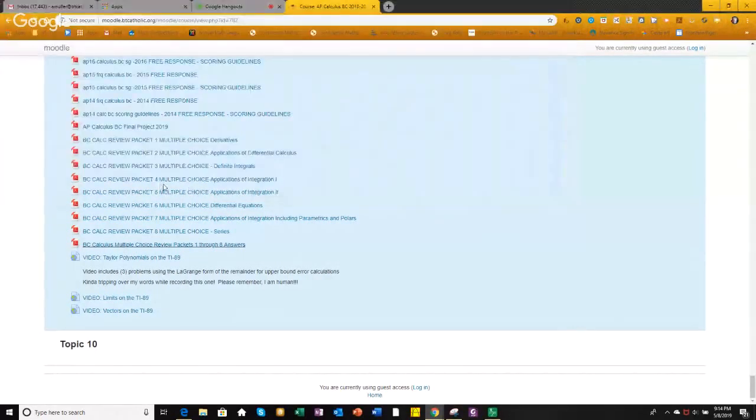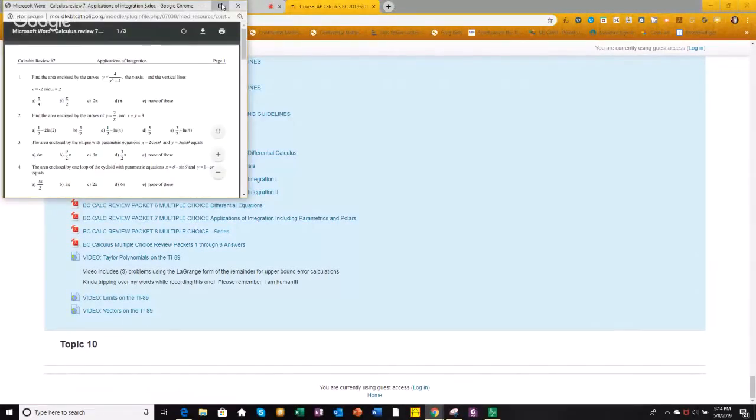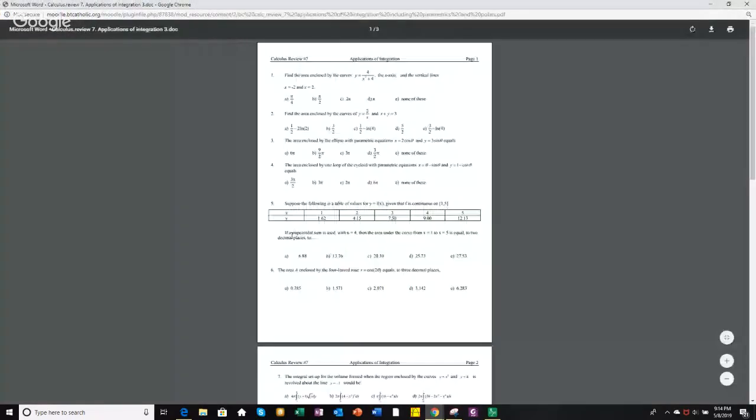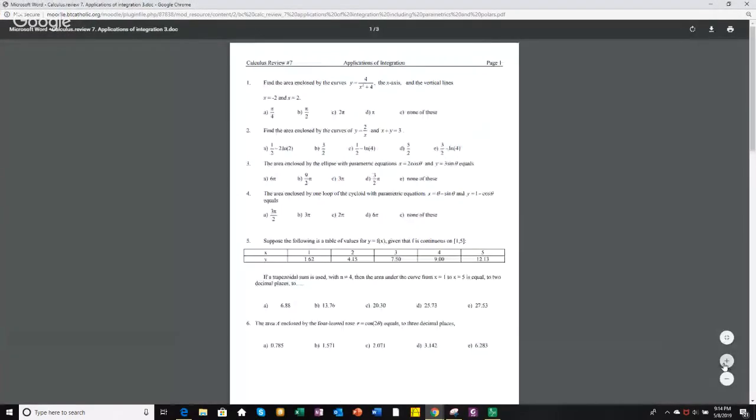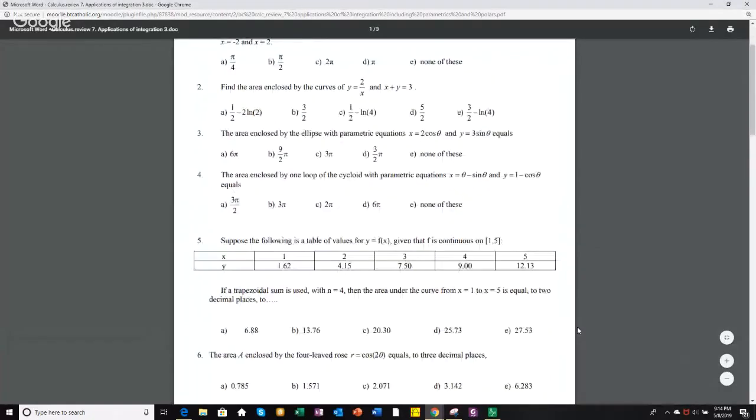We're guessing they'll keep it pretty straightforward on the stuff that's not series. Like we think the hard problems are going to be series ones, because we haven't had a test on that yet. And the multiple choice on packet 7 here includes parametrics and polars. I don't know if you guys did parametrics and polars. We didn't have to do the polar graphing.